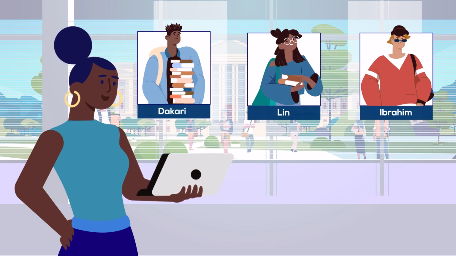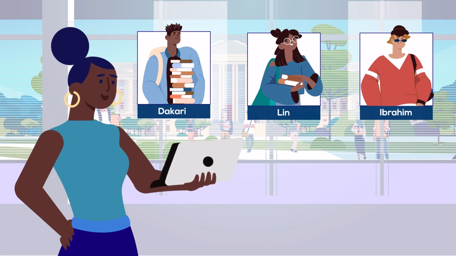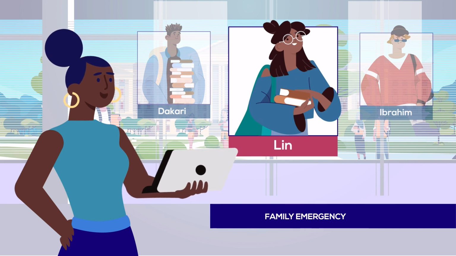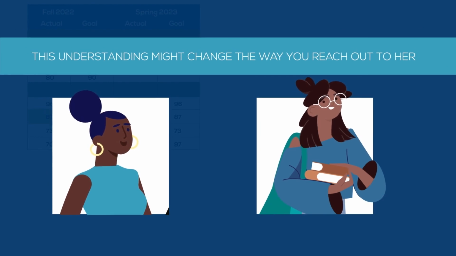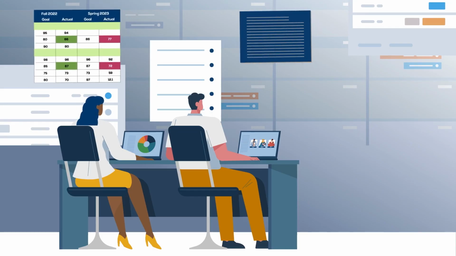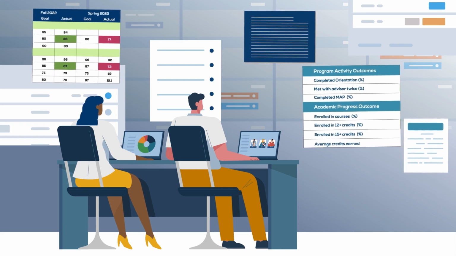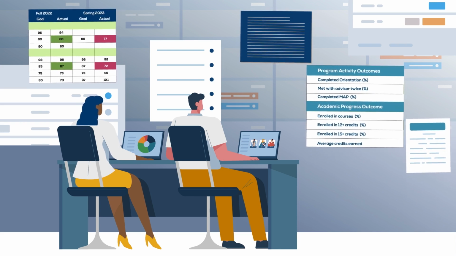For instance, maybe you know that Lynn is normally engaged and responsive, but had a family emergency last month and just couldn't quite squeeze in that second session. This understanding might change the way you reach out to her. Student-level data use enables program staff to support students more effectively and meet them where they are.